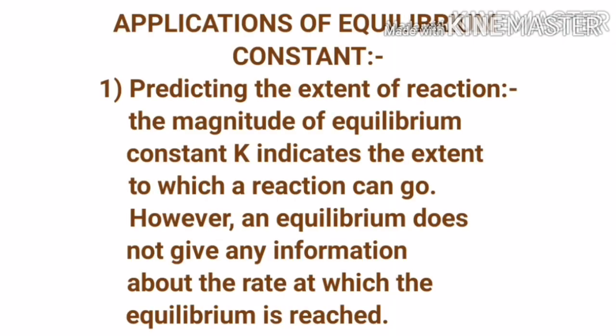Next topic is applications of equilibrium constant. So first application is predicting the extent of reaction. The magnitude of equilibrium constant K indicates the extent to which a reaction can go. However, an equilibrium does not give any information about the rate at which the equilibrium is reached.